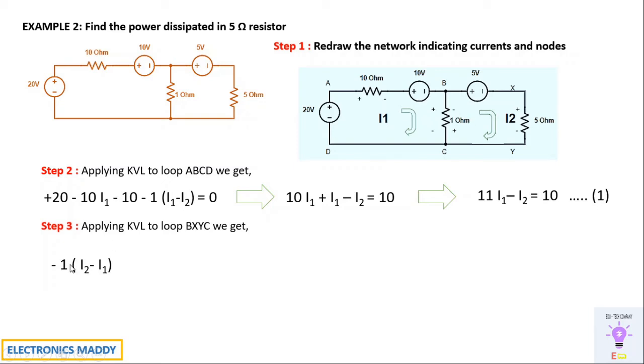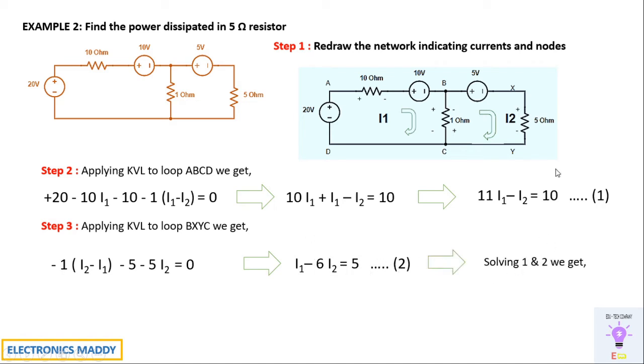So minus 1 into I2 minus I1, because we are writing it with respect to loop 2, we have to write I2 minus I1, since I1 is in the direction opposite to the current in which I2 is flowing, so we'll be writing minus I1. Once this step is clear, the remaining can be written very easily. Current is entering here and leaving at minus, so we'll write minus 5 volt, and again current is entering here and leaving at minus, so we'll write minus 5 I2, which will again be equated to 0. Simplifying this, we get I1 minus 6 I2 is equal to 5.